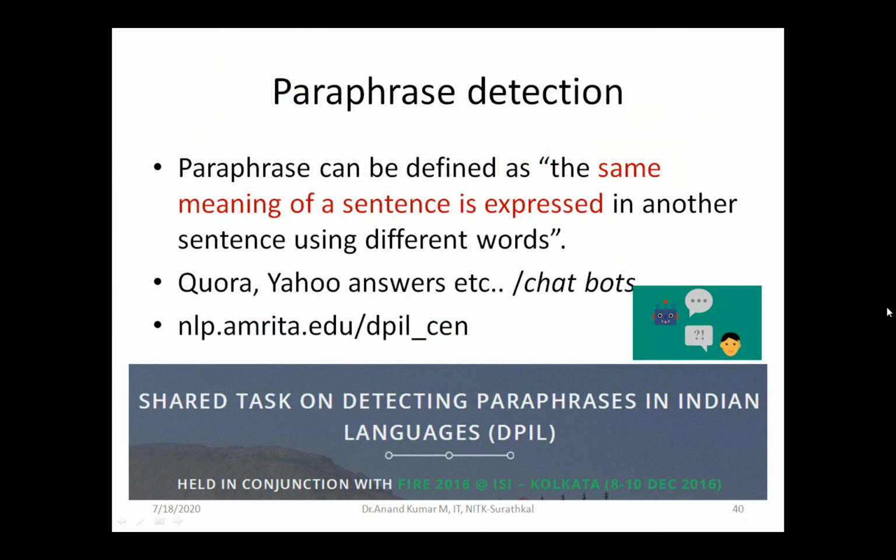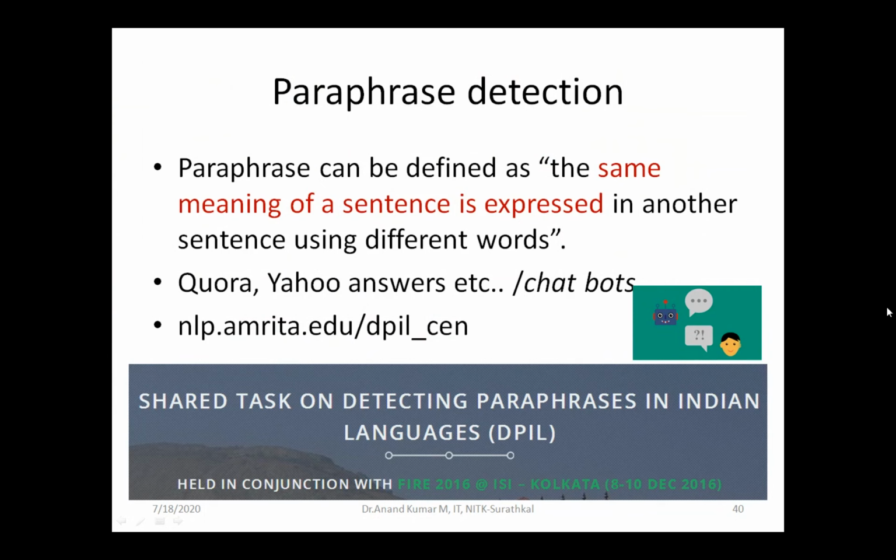Okay, the next solution is paraphrase detection. This is for copying. As I said about plagiarism, this is about copying content. One part of plagiarism we can call paraphrase, so this is paraphrase detection.